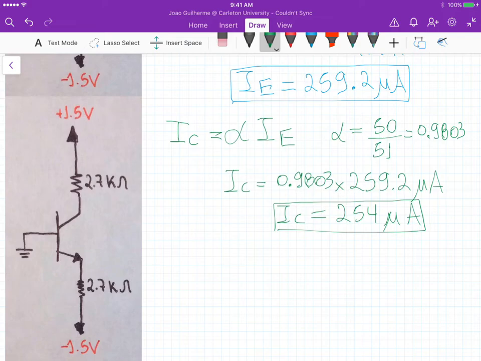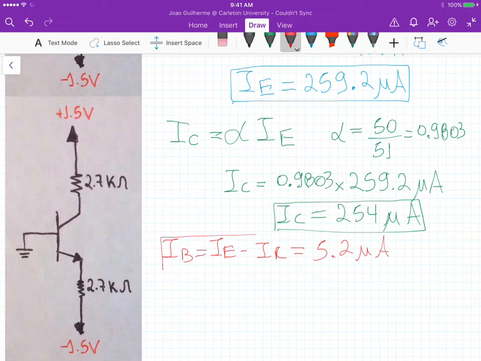Now we know IC, we know IE, we can calculate the base current. So the base current is just IE minus IC, and that's equal to 259.2 minus 254 microamps, which is 5.2 microamps. So this is IB. So we know all three currents. We just need to calculate the voltage at the collector. So the voltage here, VC.